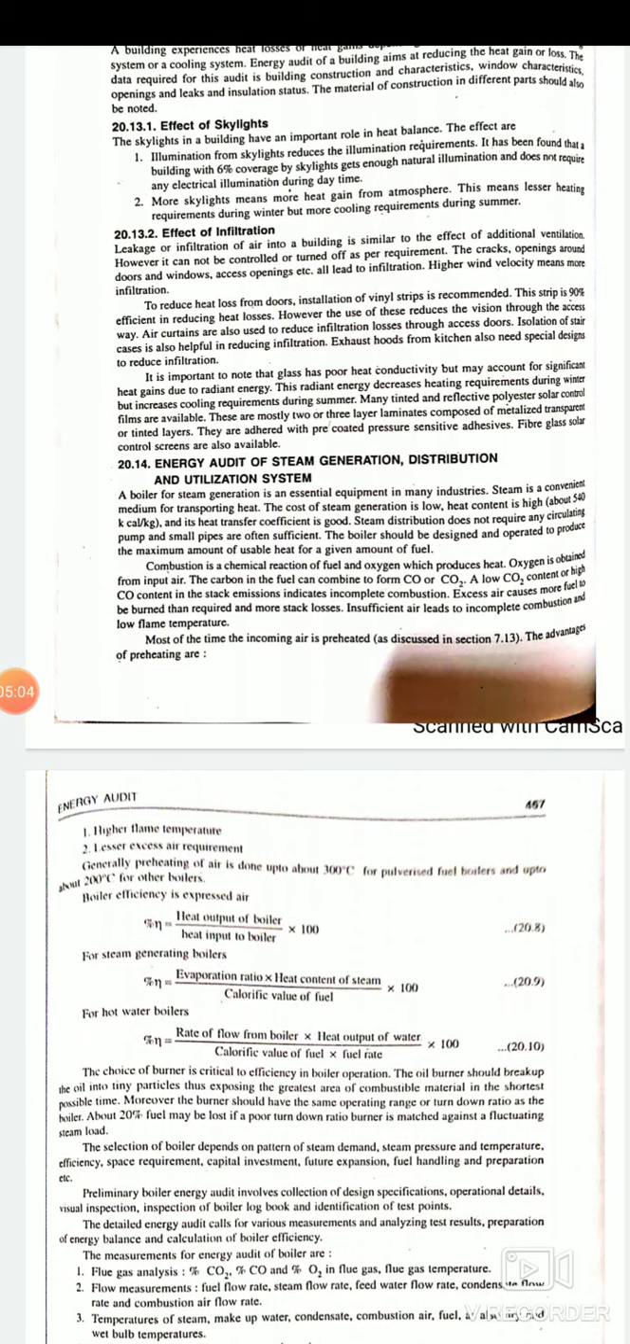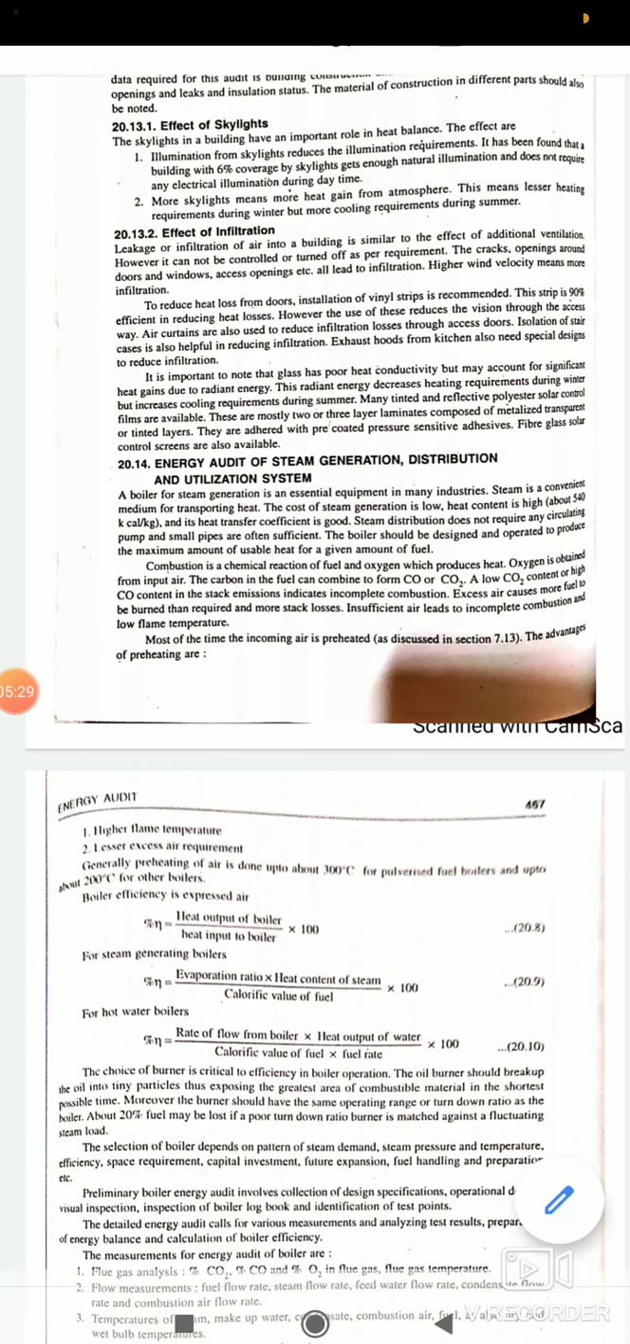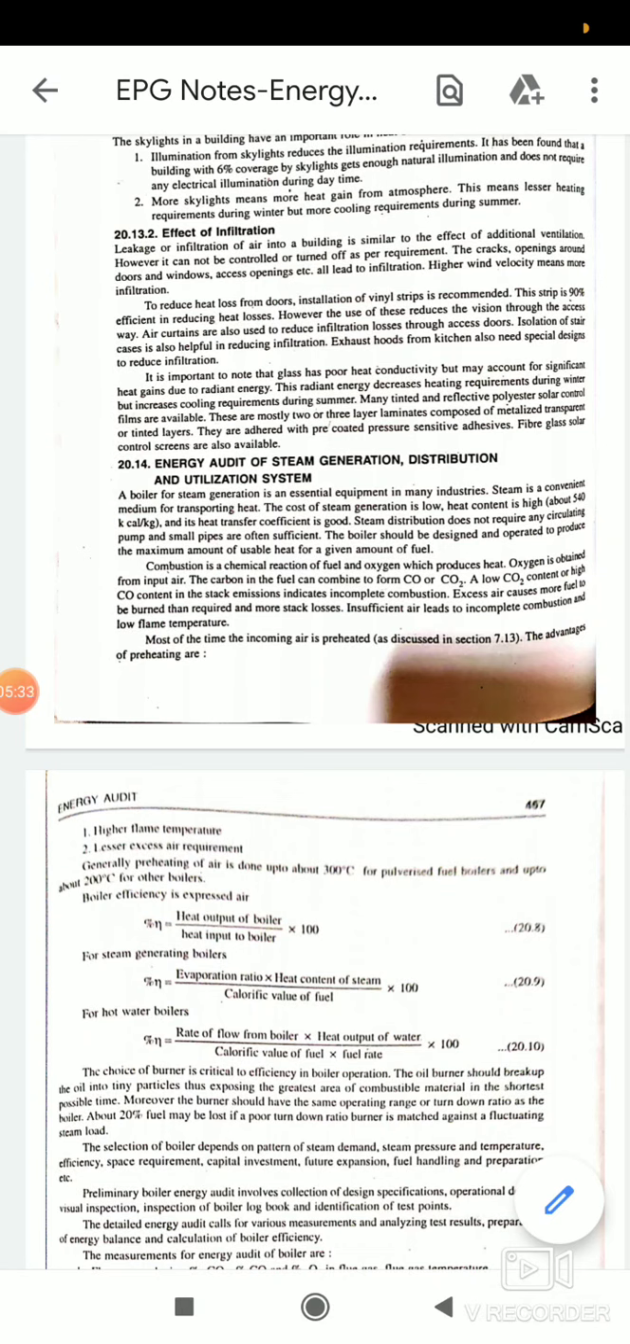It is important to note that glass has poor heat conductivity but may account for significant heat gains due to radiant energy. This radiant energy decreases heating requirement during the winter but increases cooling requirement during the summer. Many tinted and reflective polyester solar control films are available. These are mostly two or three layer laminations composed of metallized, transparent or tinted layers. They are adhered with pre-coated pressure sensitive adhesives. Fiberglass solar control screens are also available. So this is the effect of infiltration and the steps required to reduce the infiltration losses.